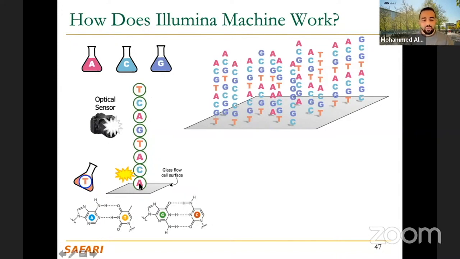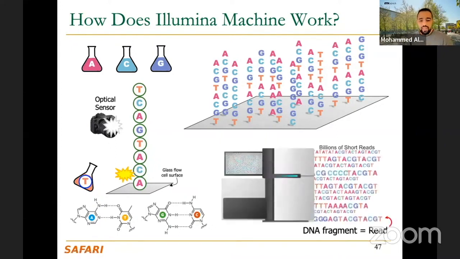Now you repeat this. Once the A is already bound, if you add another chemical molecule, it won't react again because it's already stable. Now you add another molecule and you observe the second base and you move on. You keep repeating that until you complete the sequencing for all these fragments. Once you capture the picture, you get a picture of the entire glass surface, so you will see dots everywhere. For example, if there's a light coming from this point, you'll see it in the picture, light here, here, here.